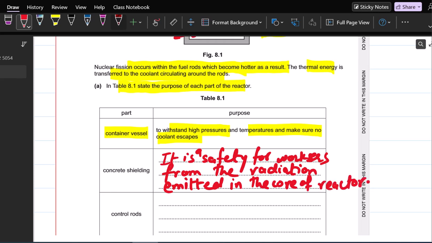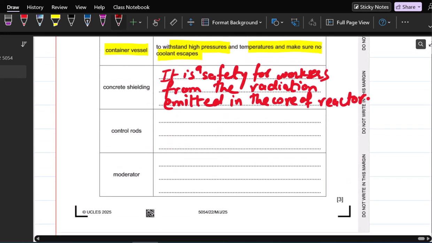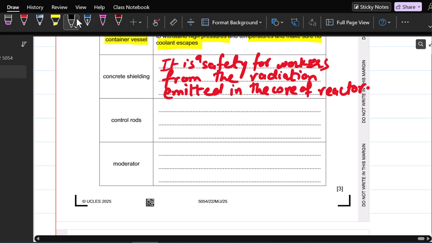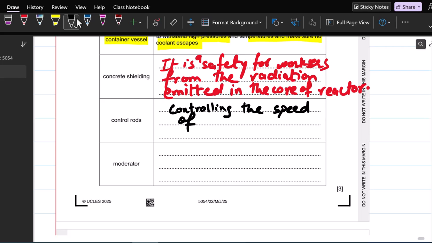So now control rods are basically controlling the number of neutrons, controlling the reaction you can say. So control rods are basically controlling the speed of reaction by controlling the number of neutrons.